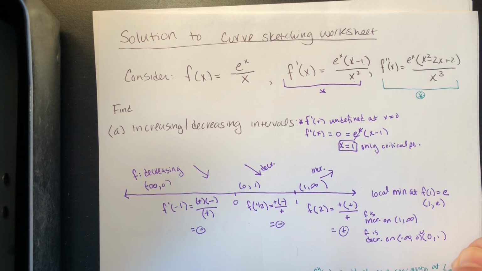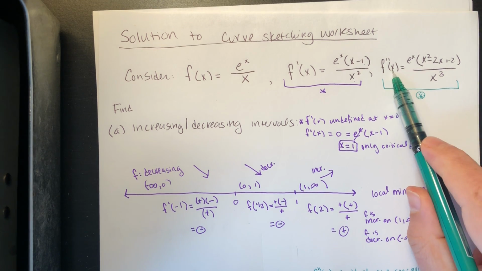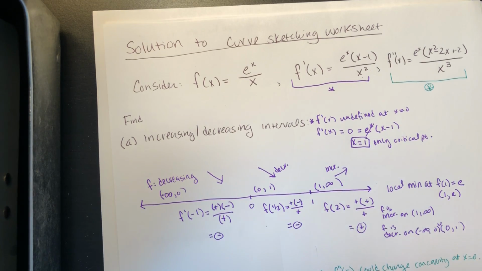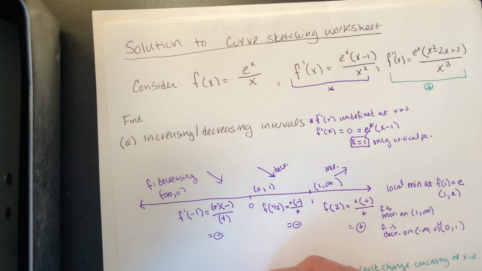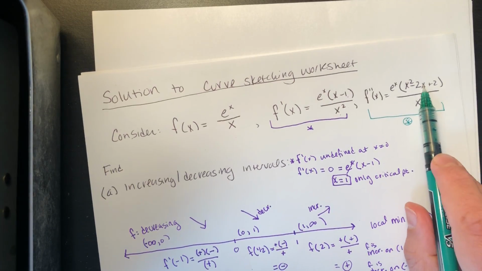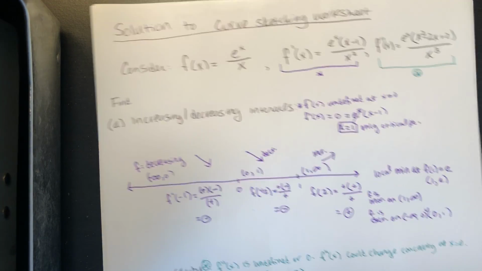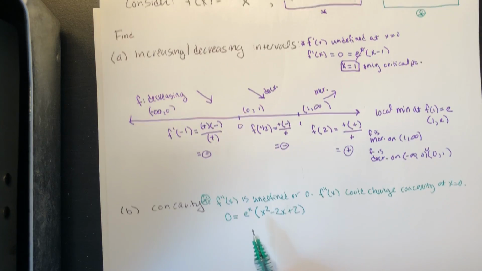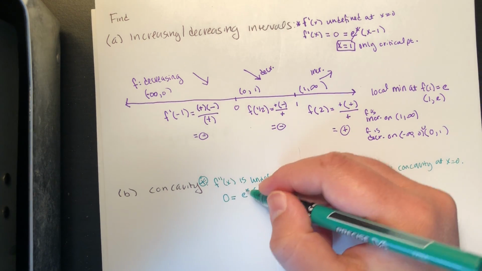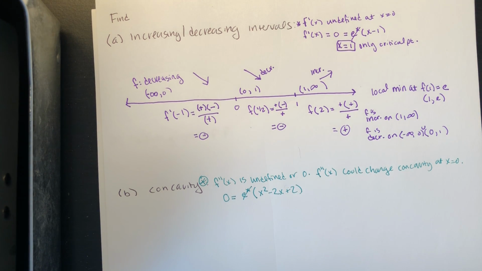at x equals 0. And then it could also change concavity whenever f double prime of x is equal to 0. So if I set the second derivative equal to 0, it's only going to be equal to 0 when the numerator is equal to 0. So when e to the x times x squared minus 2x plus 2 is equal to 0. All right, well, e to the x is never equal to 0. We said e to the x is always positive.